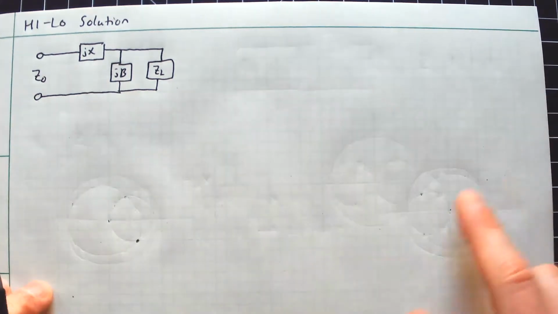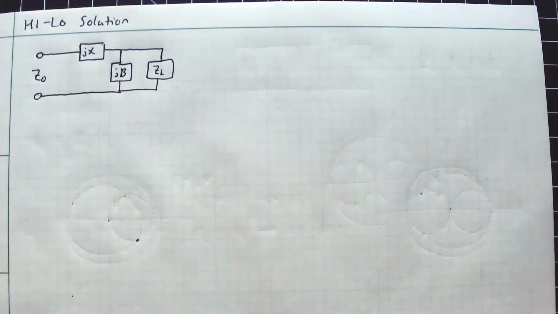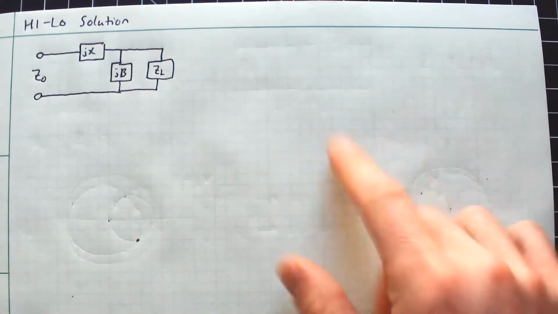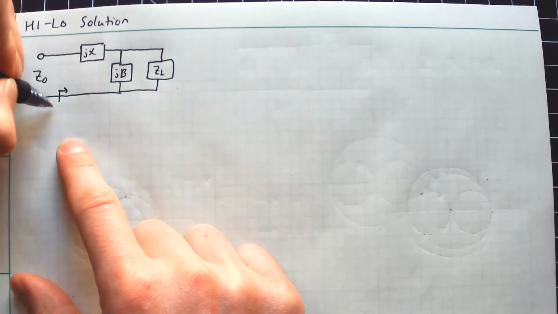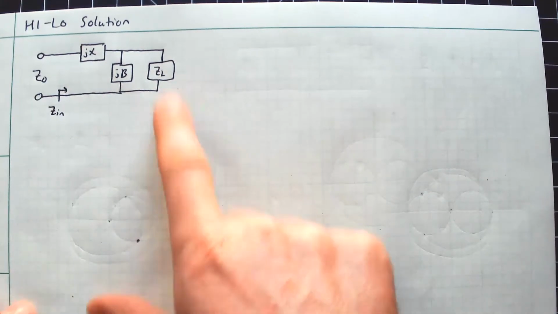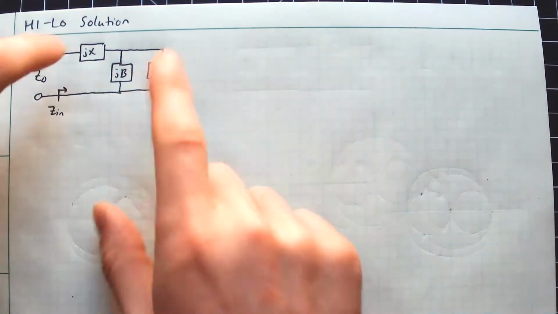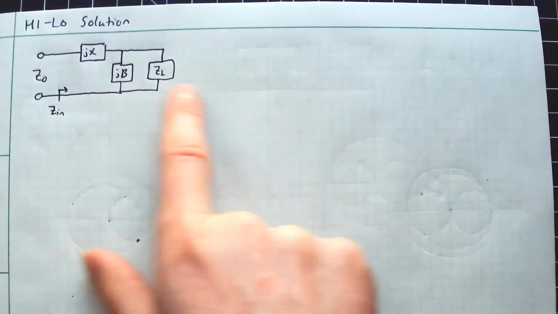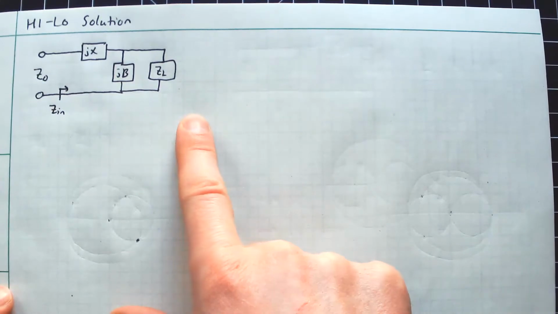Okay, let's talk about the high-low network and how to solve it algebraically. It's basically just an application of circuit theory, right? There is some equivalent impedance here, Z sub n, looking down this network. Here is the load, and here are just some purely reactive elements. I would like to choose these values, x and b, to create no reflections into this network.